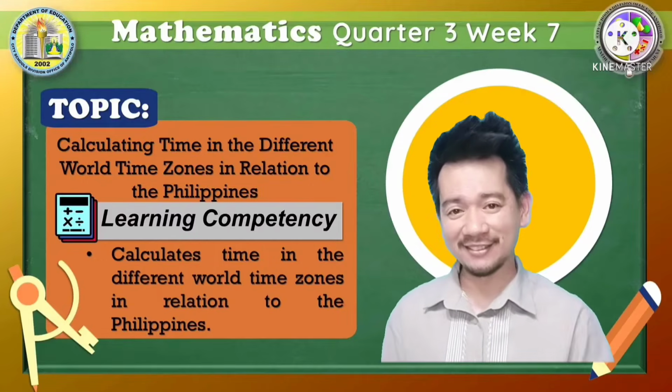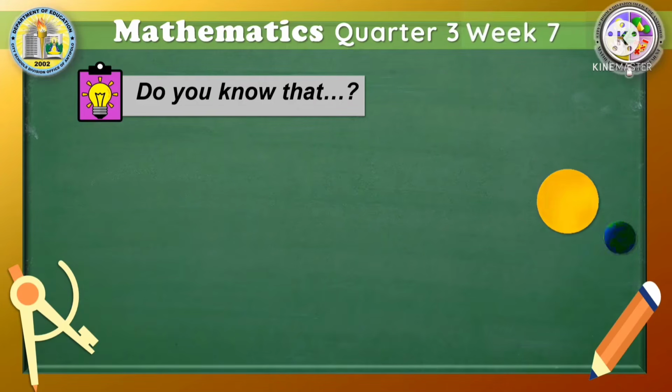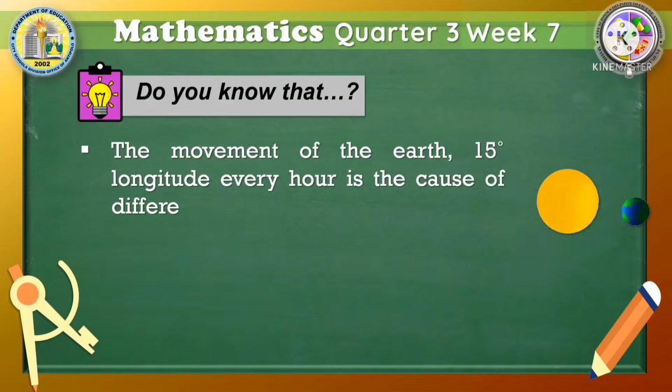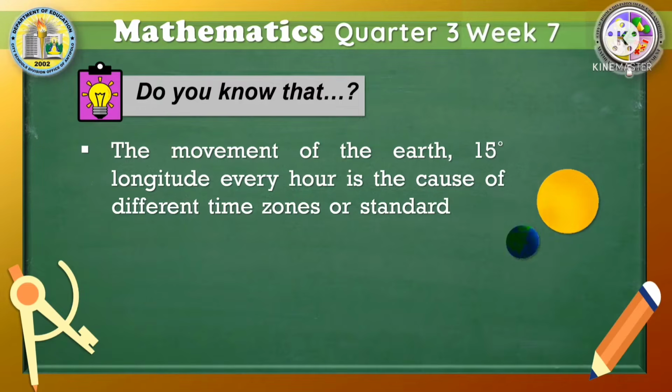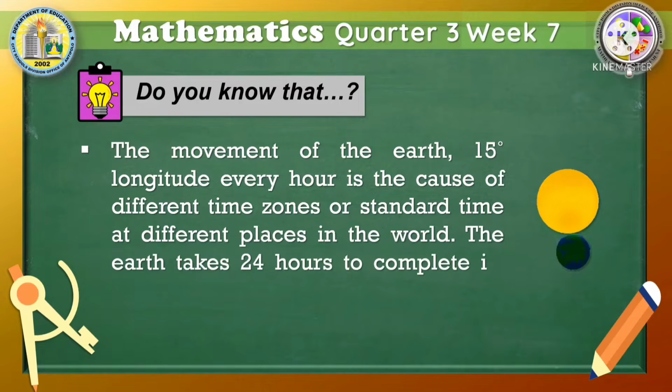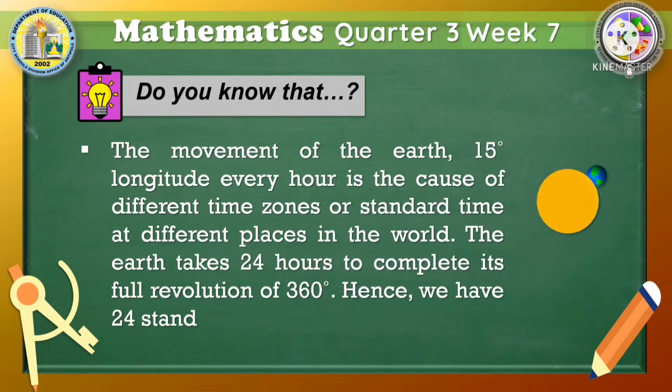Let's begin! Do you know that the movement of the Earth 15 degrees longitude every hour is the cause of different time zones or standard time at different places in the world? The Earth takes 24 hours to complete its full revolution of 360 degrees. Hence, we have 24 standard time zones.